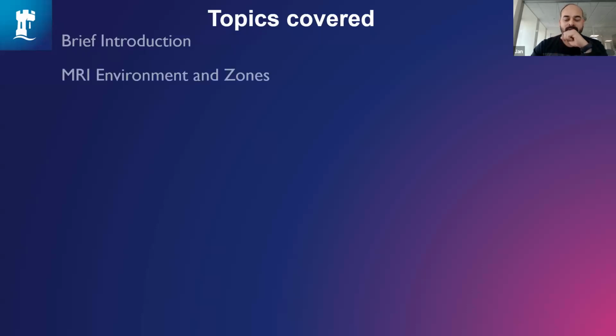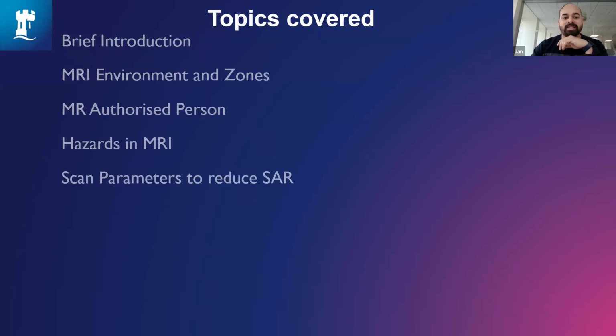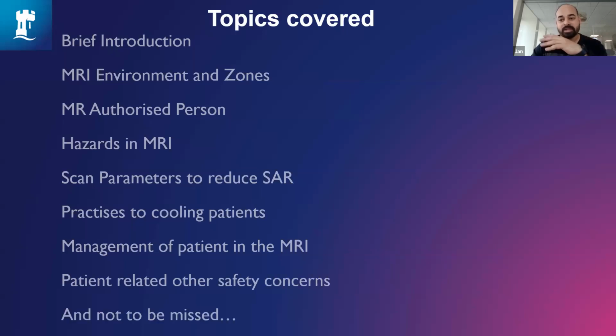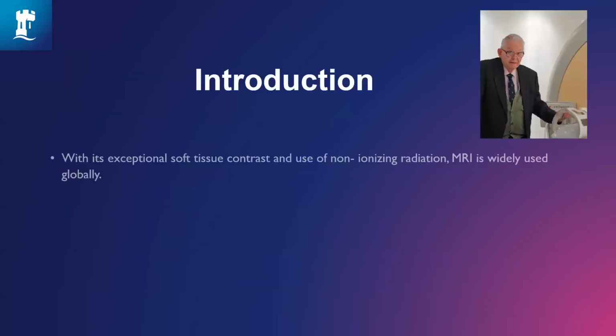So I'll be giving you what all are the contents in my talk. It'll be a brief introduction, then a skimming about what MRI environment and zones are, who are the MRI authorized persons who would be given different responsibilities, and who would be responsible for them. Hazards in MRI, scan parameters that could reduce the SAR in scanners, practices for cooling patients, management of patients in the MRI, other patient-related safety concerns, and a few things that shouldn't be missed. Off we go.